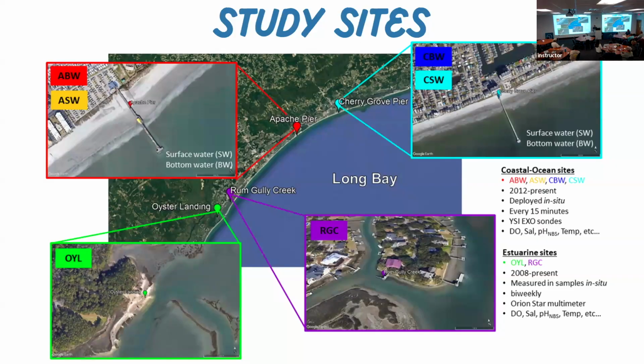So the study sites for this project included two coastal ocean pier sites, which are monitored by the Environmental Quality Lab, at Cherry Grove and Apache Pier. And then two sites from the Murrells Inlet program, at Oyster Landing Beach and Rum Gully Creek. Both of these have sensors that are used. The piers have sensors deployed in situ, and they monitor and collect data every 15 minutes. And then the volunteers sample at our Murrells Inlet sites bi-weekly.